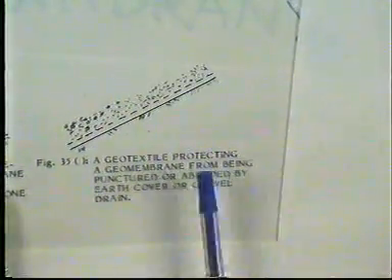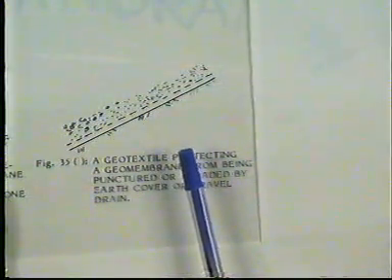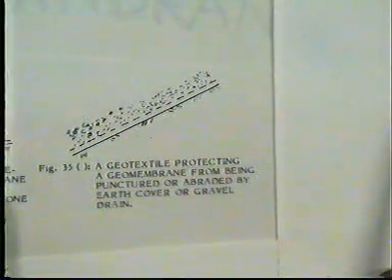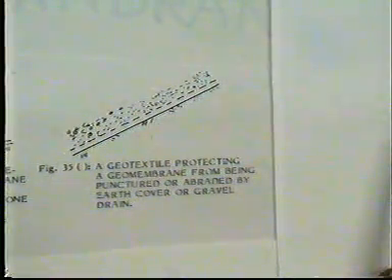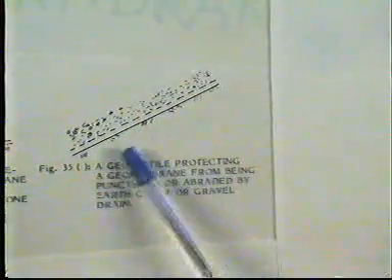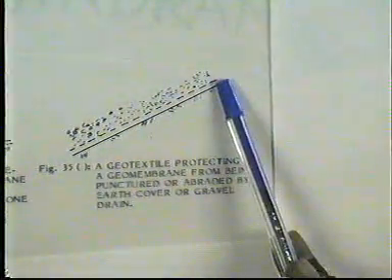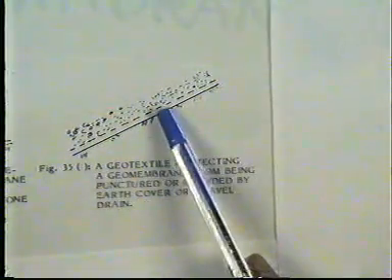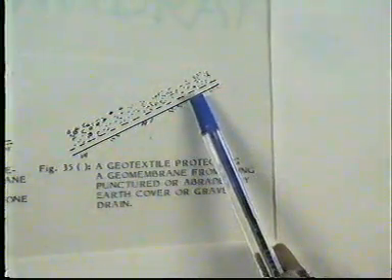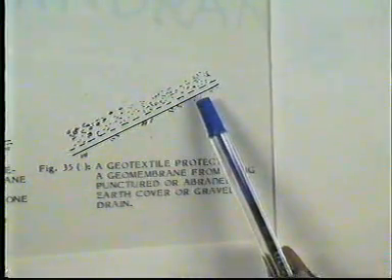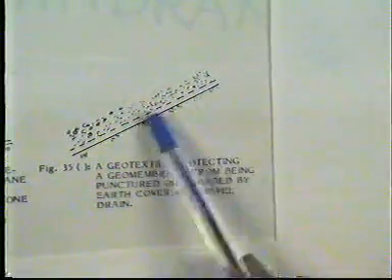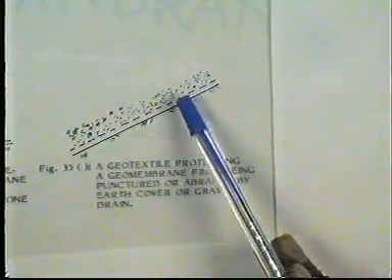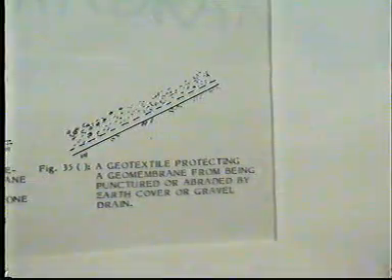This is another area where we can use the geosynthetics material as a cushion. Here a geotextile is protecting a geomembrane from being punctured or abraded by the earth cover or the gravel drain.